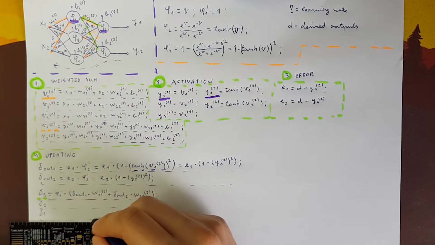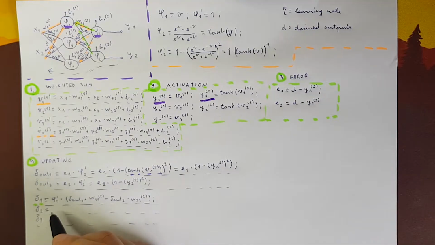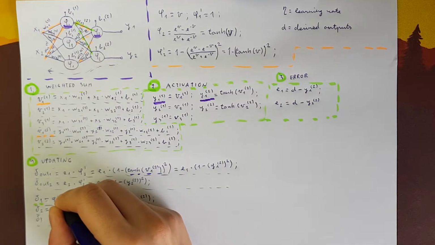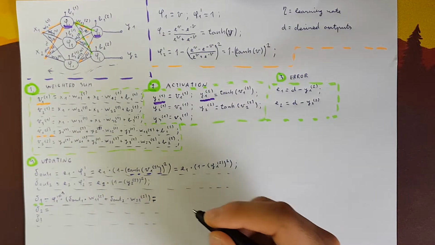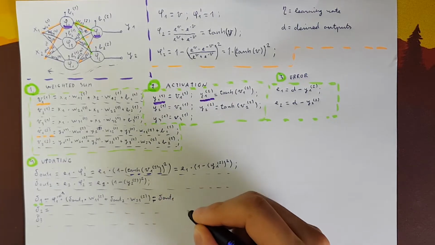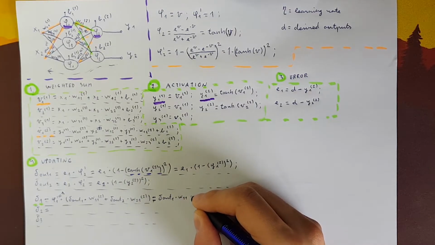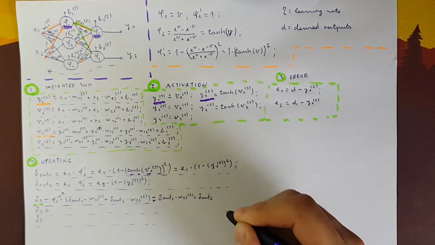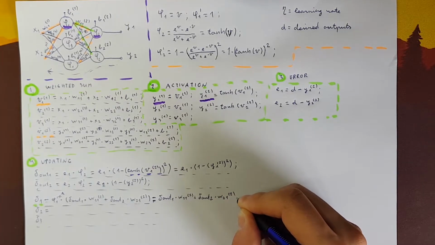So again, let's calculate the other deltas. So remember, this is equal to 1. So we don't need to write it into another form, I'll just write it down. This is equal to delta out 1 multiplied by W11 of the second layer plus delta out 2 multiplied by W21 of the second layer.